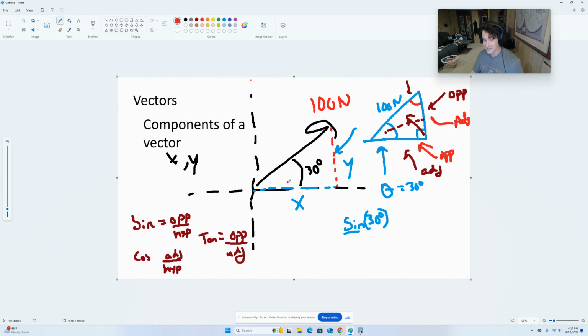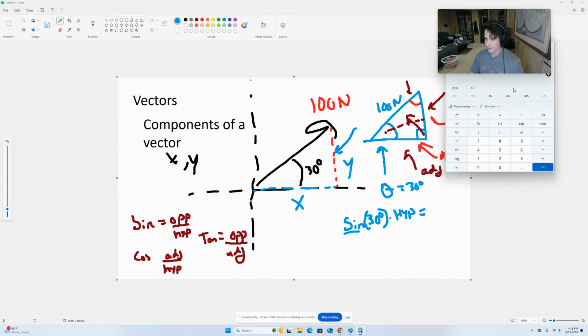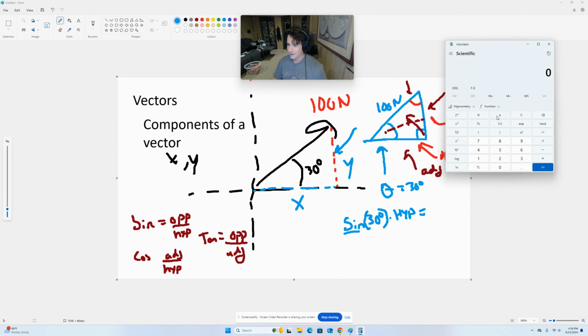So if we use sine of this angle, we're going to find the length of this. So sine of 30 times the hypotenuse, so times 100 newtons, is going to give us y, in this case, how tall the vector is, basically the height of the vector. It's how much of this is going up. The force, how much of the ball is going in this direction. That's what we're basically trying to figure out here. So use a calculator. Oh boy, we're going to have fun with this calculator. Let's see if it's right.